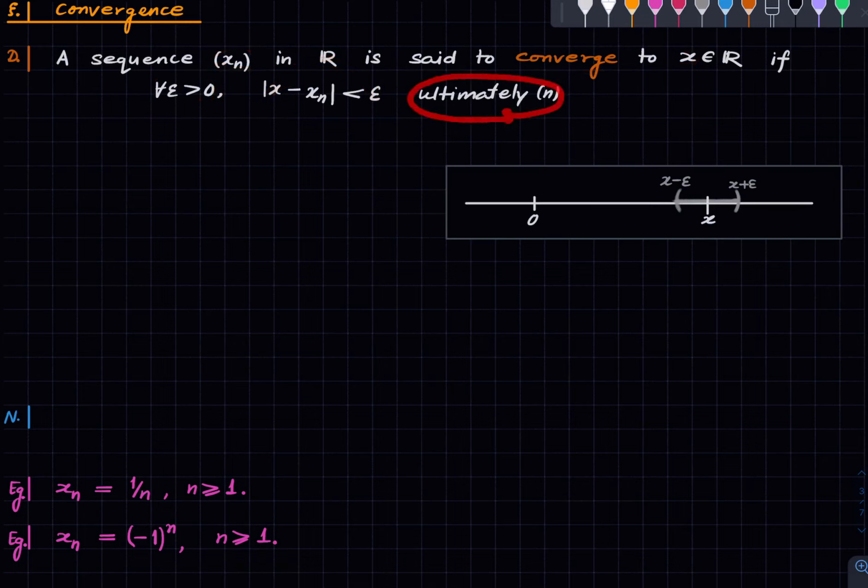In pictures, this is x, this is y, and this is the distance between x and y. You choose epsilon so small and now make intervals of width 2 epsilon around x and y. So what would they look like? They would be disjoint.